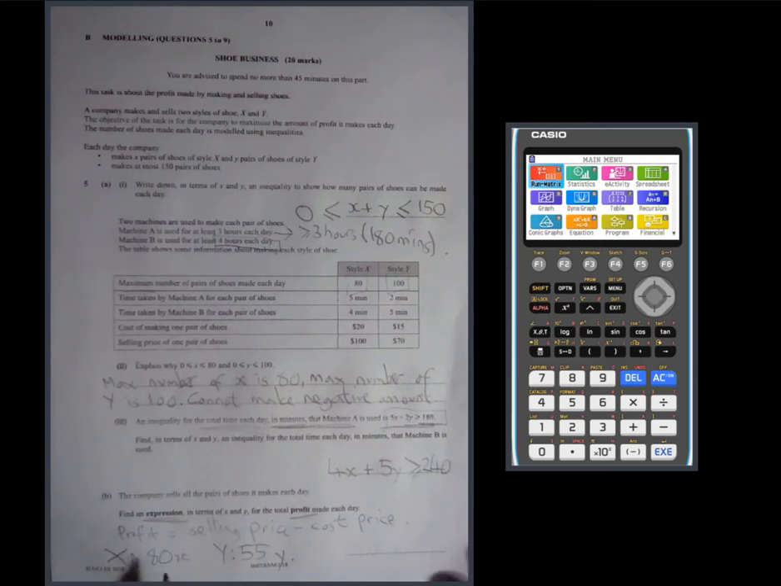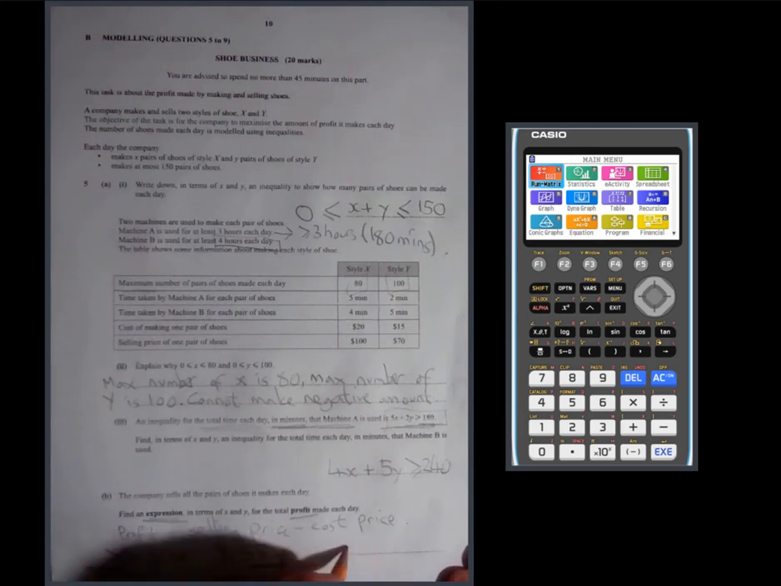So the total profit, and this word expression means it shouldn't have an equals sign, so don't be tempted to bring some letter in like P equals for profit. An expression is usually a combination of letters and numbers and maybe some addition and subtraction, and it's got no equals sign. So the total profit is going to be 80x plus 55y.